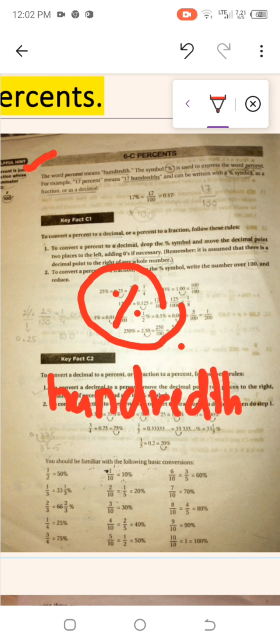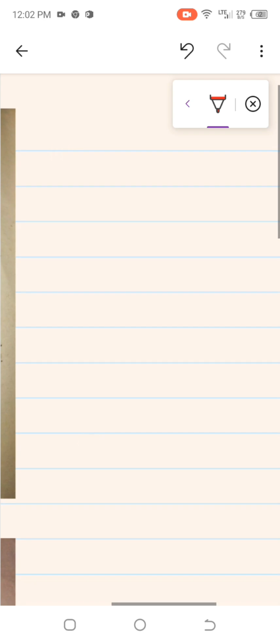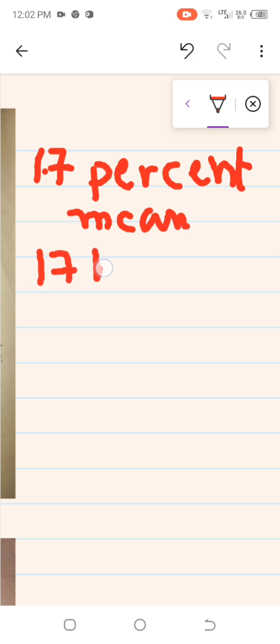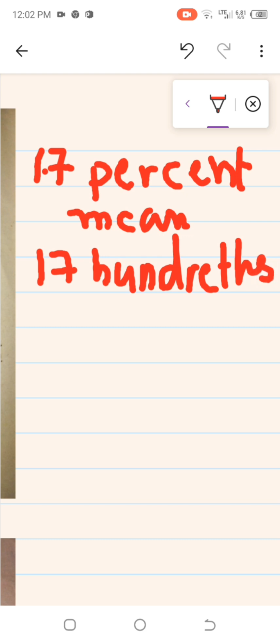Now I'm going to give you one example. If any question tells us we have 17%, this means we have 17 hundredths, 17 over 100. And how are we going to express this?